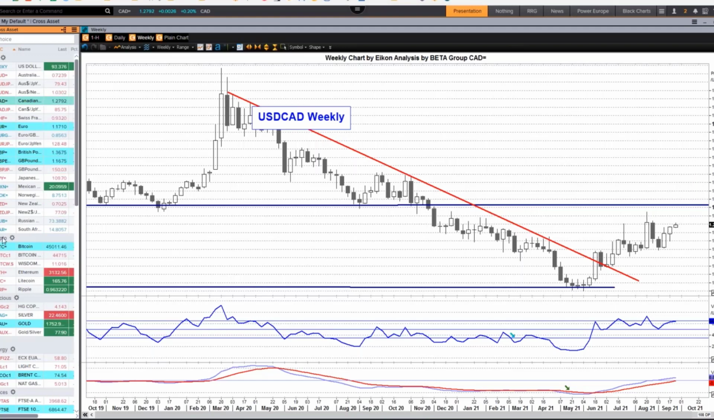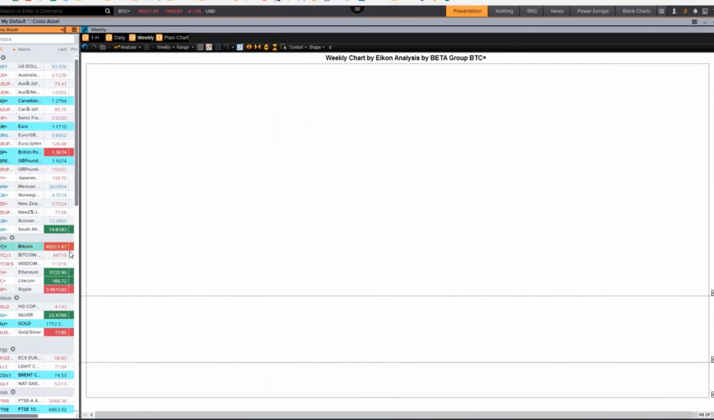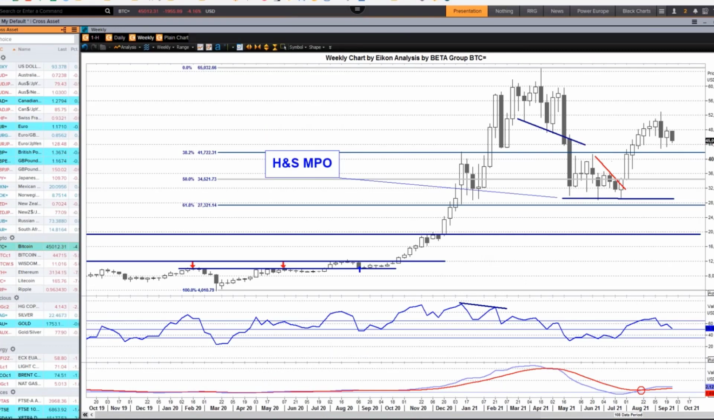So let's have a look at the poor charts here. And we see here that Bitcoin, on the weekly chart here, has turned over and it's weak.